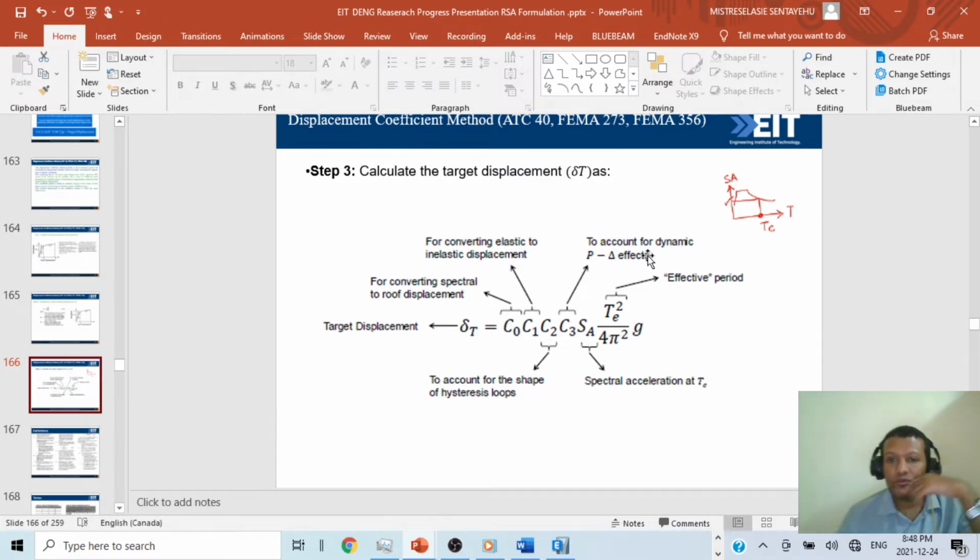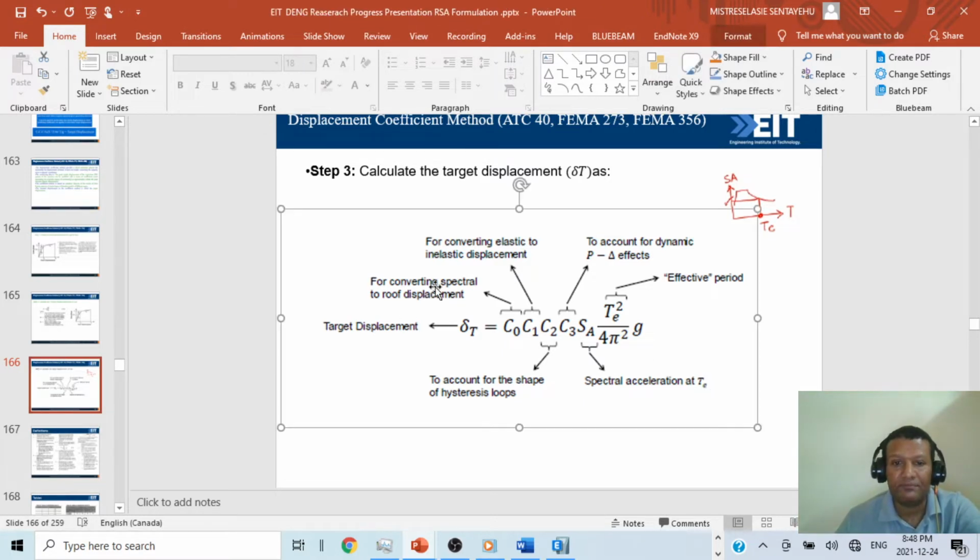C3 is to account for the dynamic P-delta effect. C2 is for converting elastic to inelastic displacement. C1 is for converting spectral displacement. Once we find the spectral displacement, we change it into the multiple degree of freedom system roof displacement.